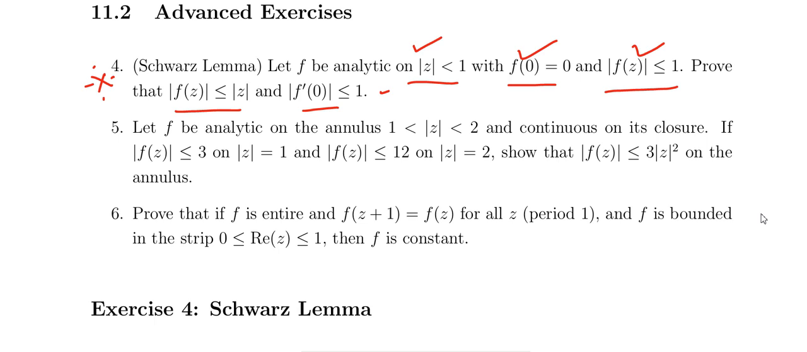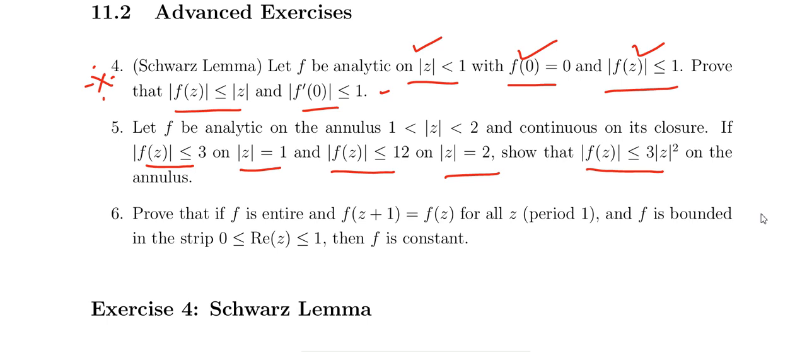The function is analytic in an annulus region and continuous on its closure. If mod f of z is less than or equal to 3 on mod z equal to 1, and mod f of z is less than or equal to 12 on mod z equal to 2, then mod of f of z is less than or equal to 3 times mod z square in the annulus.